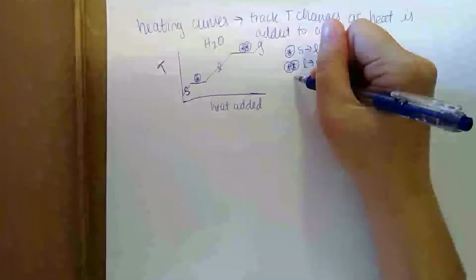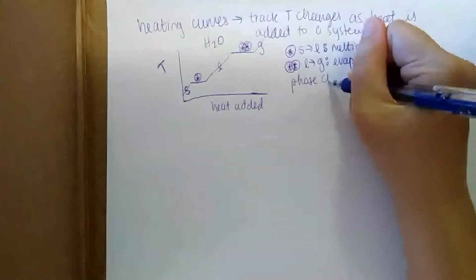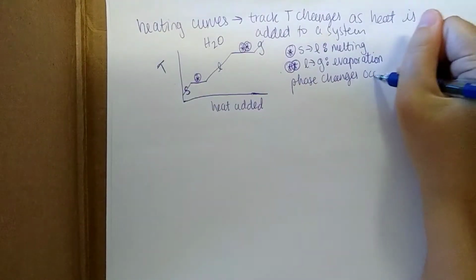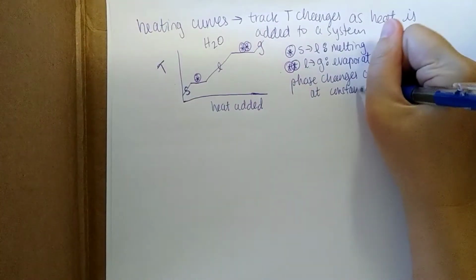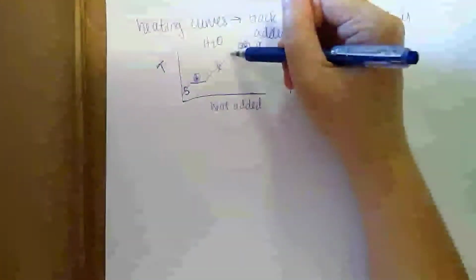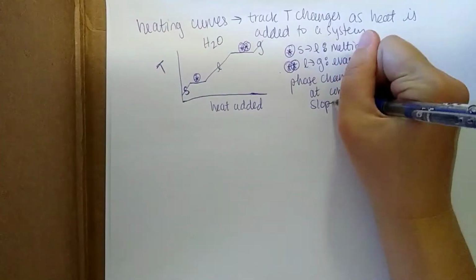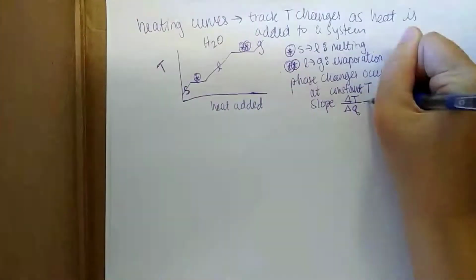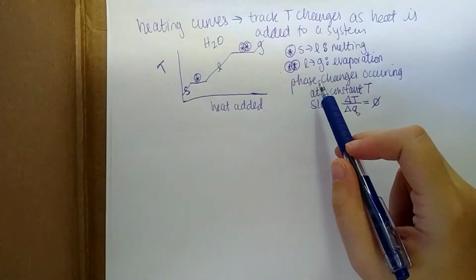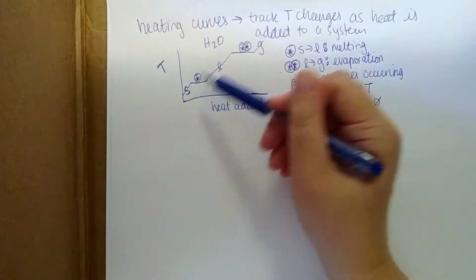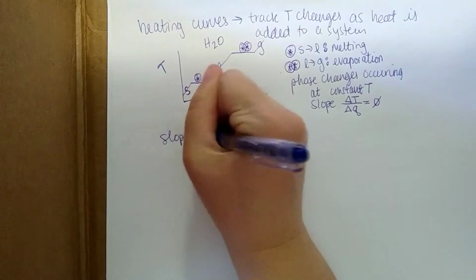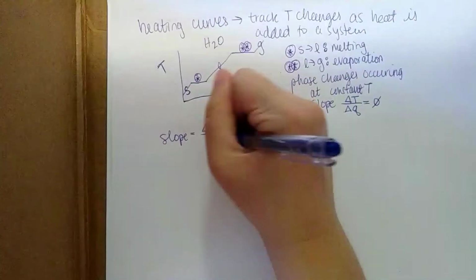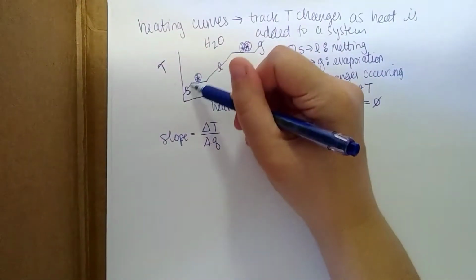And once again, these phase changes are occurring at constant temperature. So the slope in these regions is 0. That's another way to say it. So slope, which is the change in temperature over the change in heat, is equal to 0. Now you might have noticed that our phases have slopes. So once again, the slope is going to be equal to the change in temperature over the change in heat. That's just how you read the graph.